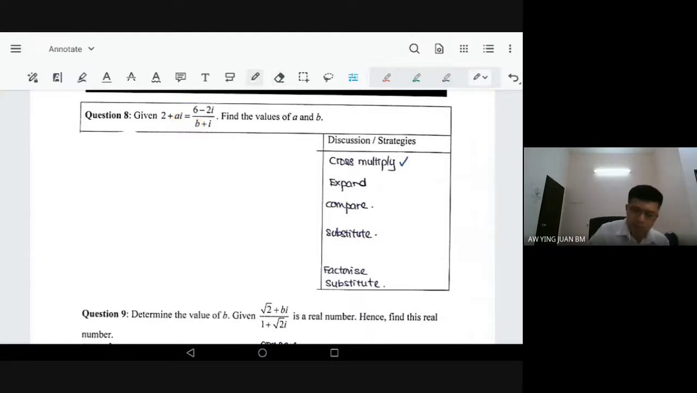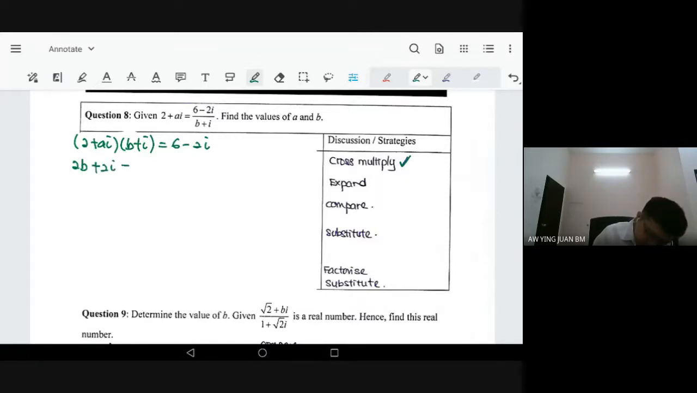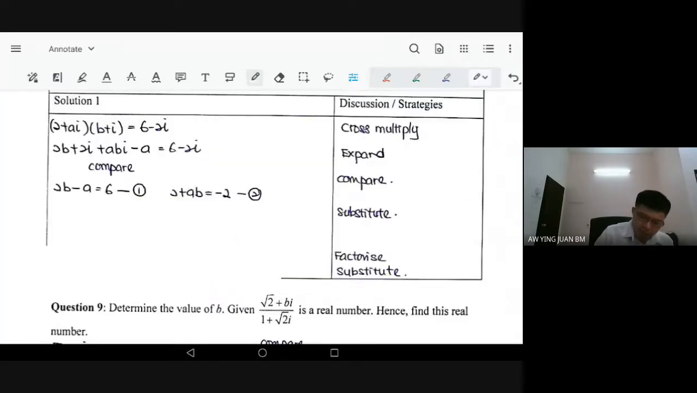So now I cross multiply. Try. So 2 plus AI bracket BI equals to 6 minus 2I. I have cross multiplied. Okay, next expand. 2B plus 2I plus ABI minus A equals to 6 minus 2I. Sir, it seems the same, many problems. 1, 2, 3. Hey, better than just now. Just now there were 4, now 3. Just now there was B squared. This has no squared. Can see or not? Okay. Next, we have compare. Real part, we compare with the real part. Okay, real with real. Imaginary, imaginary.